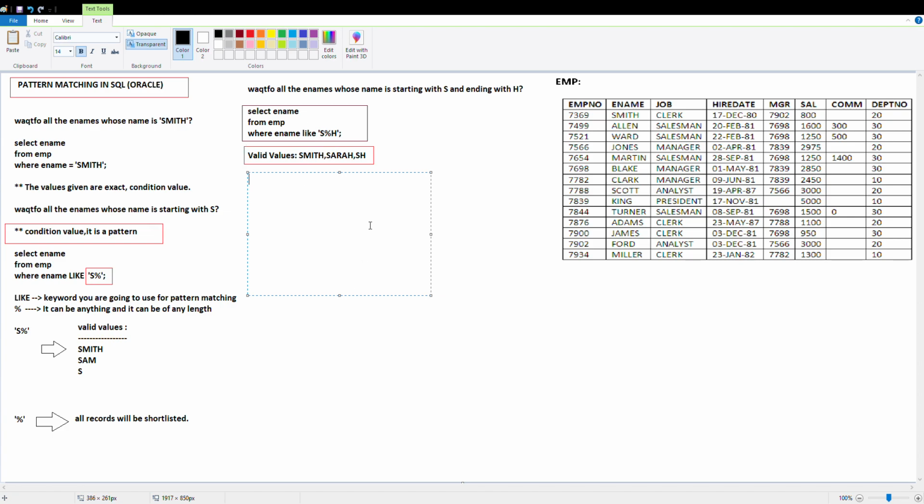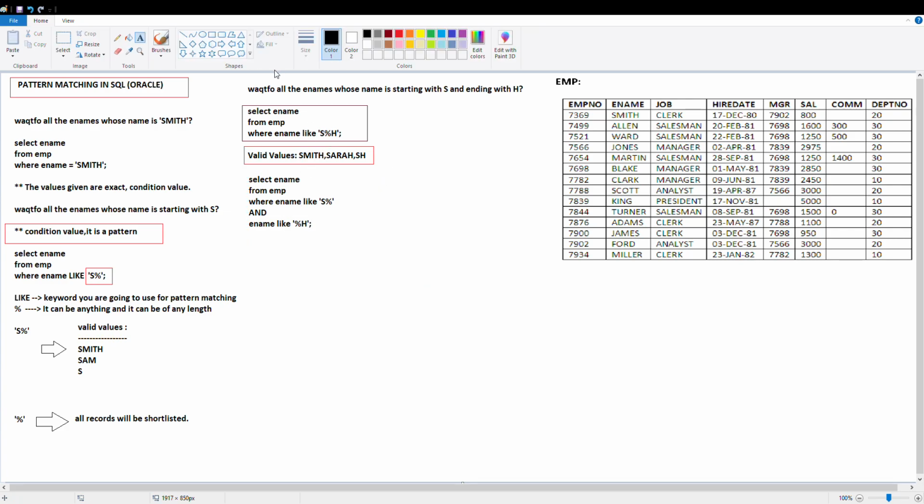Same thing I can write like this. For the same question, how will I write a different query? From EMP where ename like S percentage, this is one condition. I can write another condition, ename like percentage H. So basically what am I doing here? In one query I'm clubbing the condition, and here I am splitting the condition, but the end goal is the same. For both of these queries, the evaluated values are the same.